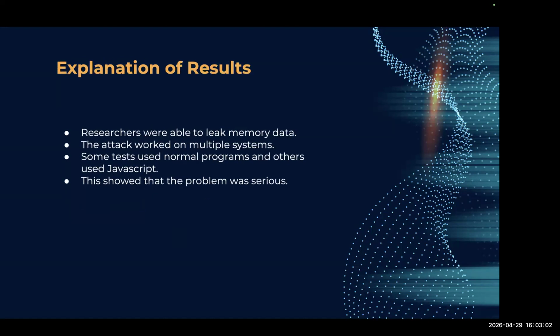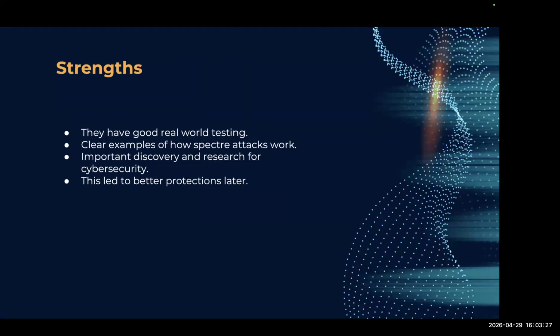The researchers were able to leak memory data during their testing, and the attack worked on multiple systems and different processor types. Some tests used native programs while others used JavaScript running in a browser. This was important because it showed the problem was not just theoretical and that it could actually happen in real systems, which is why companies moved quickly to create updates and protections. Next.